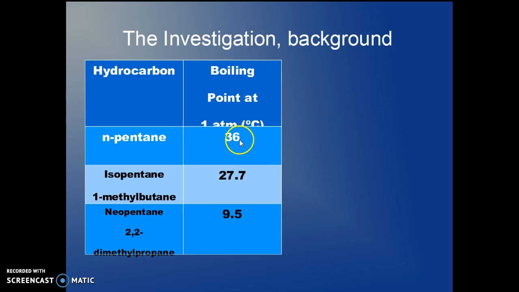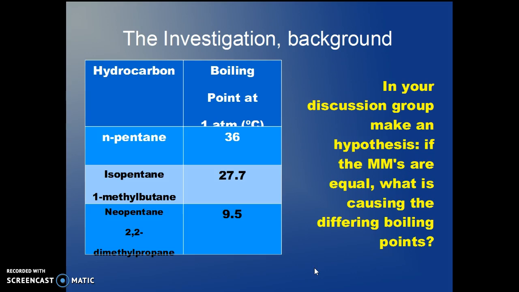Now, if you look at these, 36, 27.5, and 9.5, you see there is a definite difference in the boiling point at 1 atmosphere. So discuss, make a hypothesis. If the molecular masses, as they are here, are equal, what is causing these boiling points to differ? N-pentane, isopentane, neopentane. You'll notice as you go from here to there, the boiling points go down rather well.